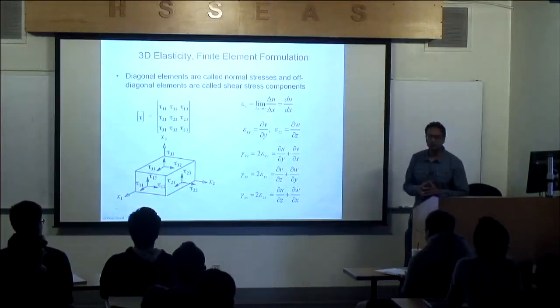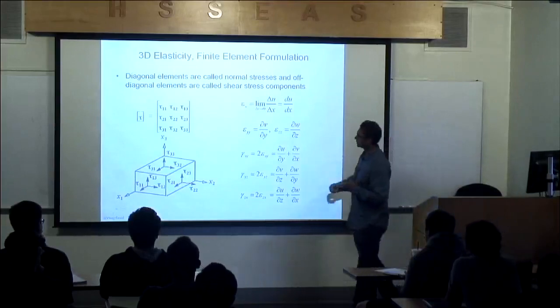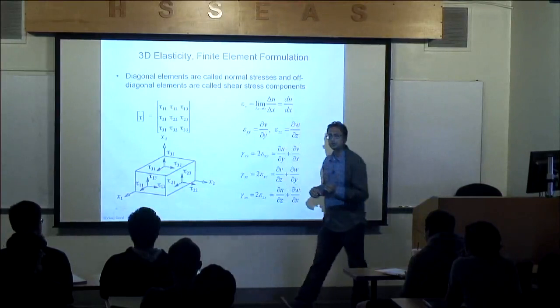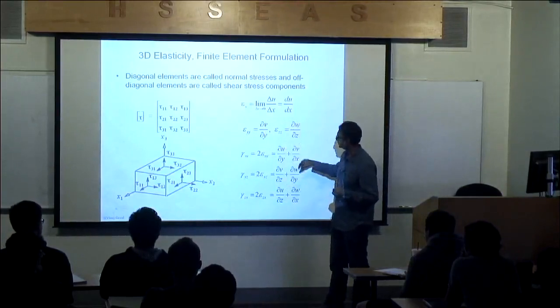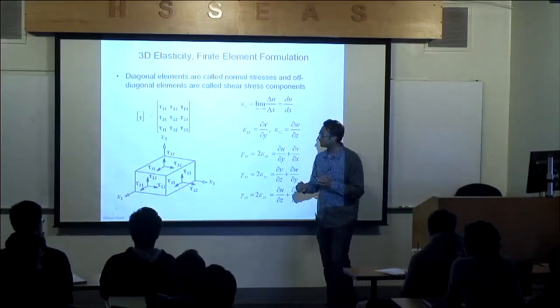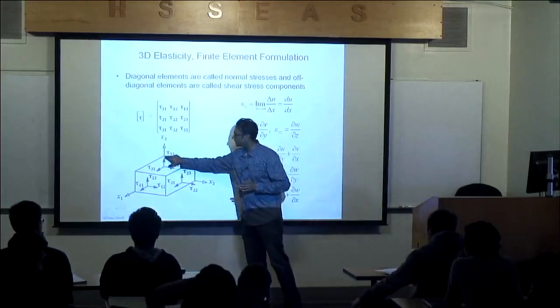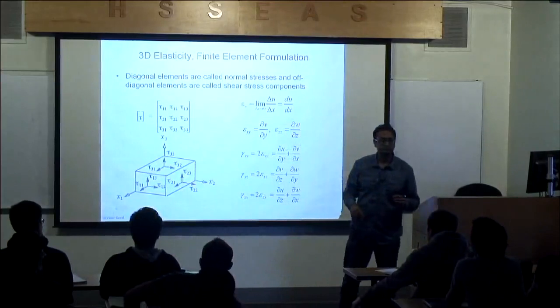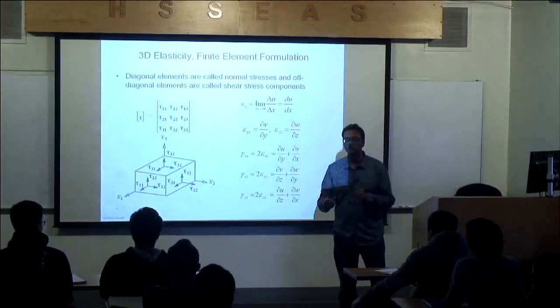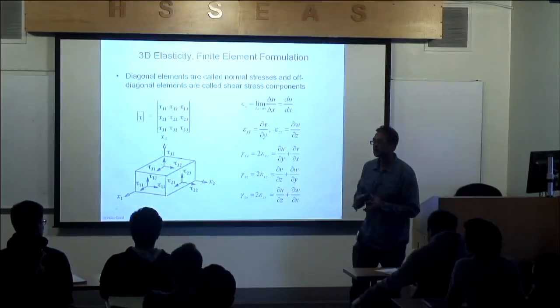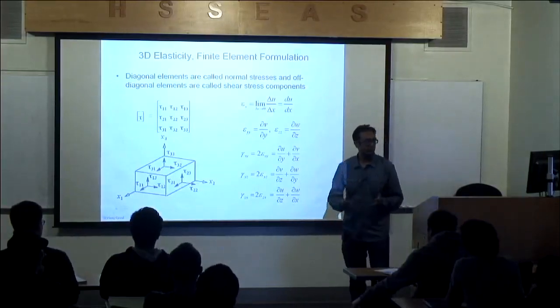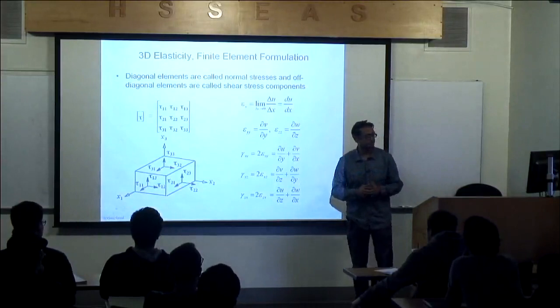As you can see here, there are 6 strains, 6 stresses, and we have 3 unknowns, which are the displacements U, V, and W. So at every corner in a 3-dimensional problem, how many degrees of freedom do I have? 3: U, V, and W. I need to find U, V, and W, and you can imagine it will become computationally expensive really quickly in a 3-dimensional problem.